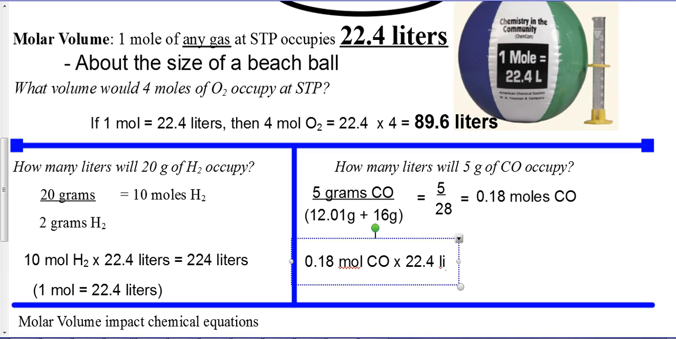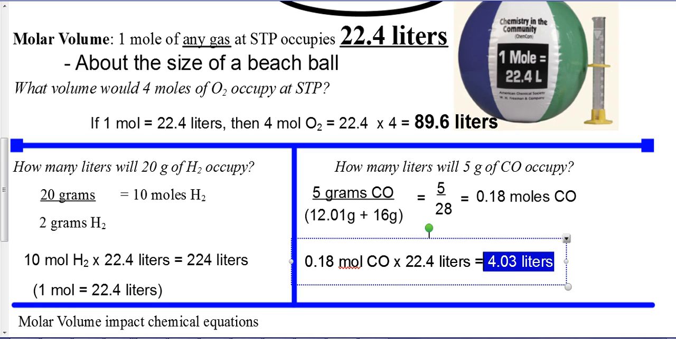What I would like for you guys to do is please just cross this out. You do not need to do this part right here. Okay, that is not a part of the notes.